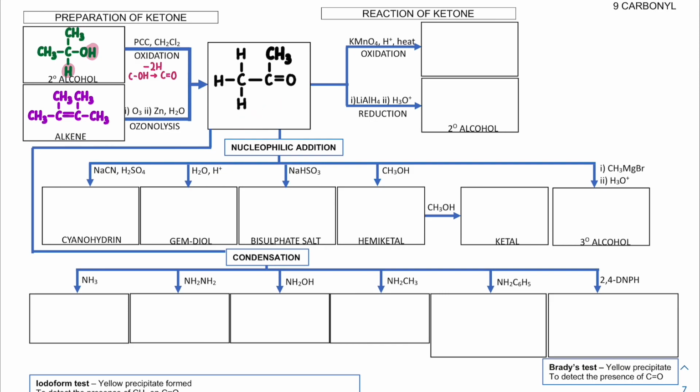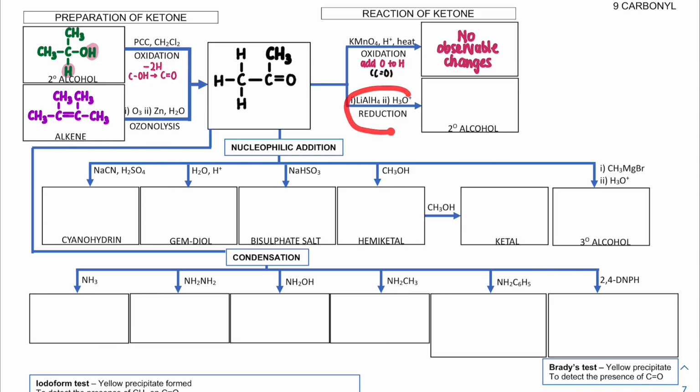The next reaction of ketone is oxidation. What is the reaction of oxidation? What will happen? We're going to add oxygen to the hydrogen, the hydrogen that is attached to the C double bond O. So for this C double bond O, do we see any hydrogen attached to it? This carbon is only attached to carbon and carbon. So this reaction cannot occur. So what are we going to write down? No observable change. That's for oxidation, because we don't have any hydrogen attached to the carbonyl carbon.